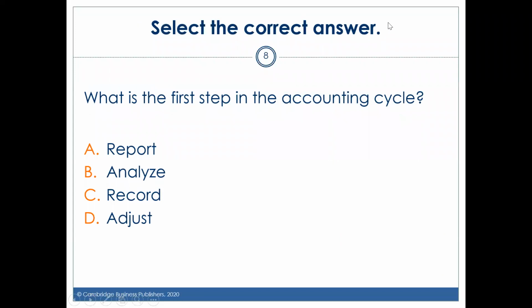All right, let's make sure we're on the same page. What's the first step in the accounting cycle? Do we report first? Do we analyze first? Do we record first? Or do we adjust first? A, B, C, or D? Analyze, thank you. B. Good.